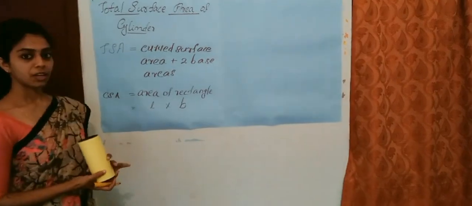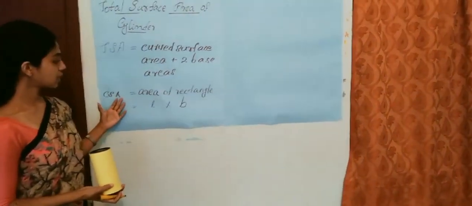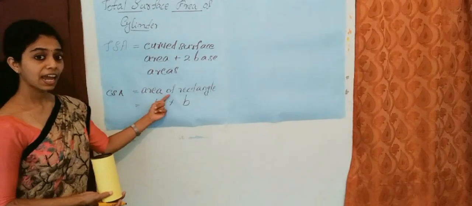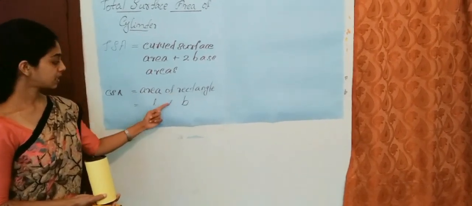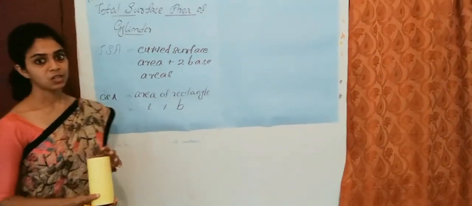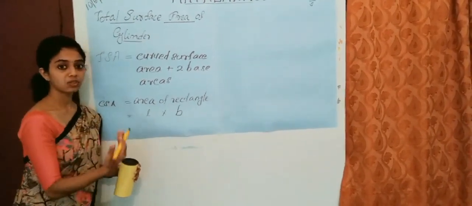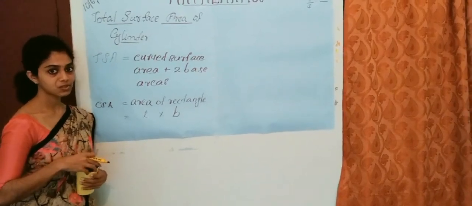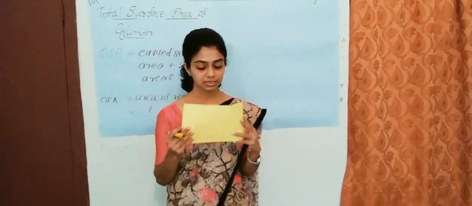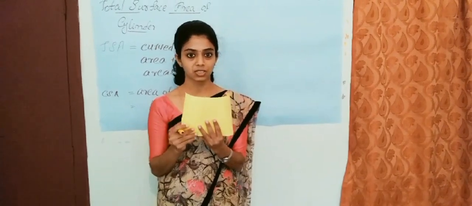So, we have obtained that curved surface area of the cylinder can be equated with the area of the rectangle, and we have written it as length into breadth. So, now let us replace the length and breadth by the dimensions of the cylinder. Do you understand? Now suppose that this is the rectangular sheet. Am I right? So which is the length? This is the length of the rectangular sheet, and this is the breadth of the rectangular sheet.